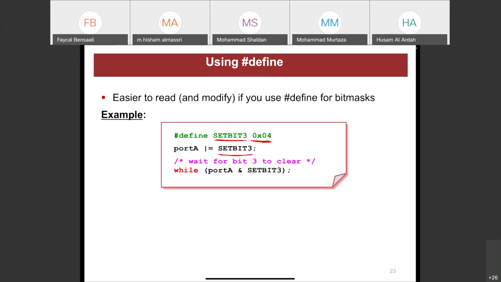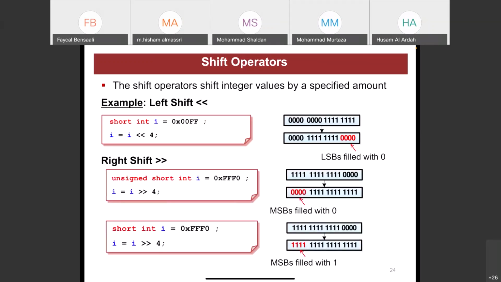So when I write this statement, it's clear that I want to set bit 3. You don't have to work it out. Imagine that port A is 32 bits. It's not just that you are looking for bit 26 or whatever. So it's always good to work with define. This is just to make your code clearer. Again, I can use it here as well: while port A and set bit 3, if I want to wait for bit 3 to clear. Again, this is good practice to make your code clear, easy to read, easy to follow, and easy to understand.